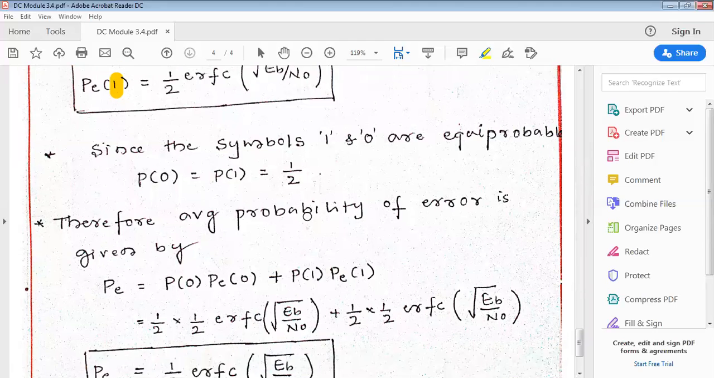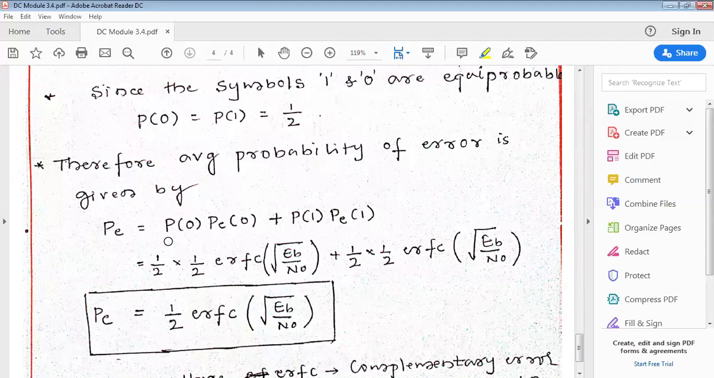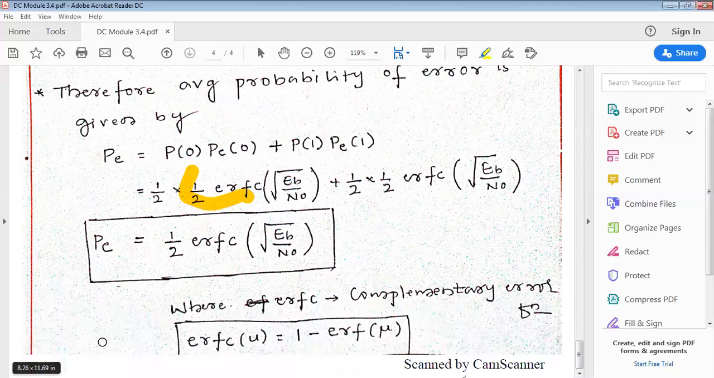So therefore, the average probability of error is given by P equal to the probability of transmitting 0 into the probability of error when 0 is transmitted, plus the probability of transmitting symbol 1 and its error probability, right? So P of 0 is equal to 1 by 2, and P of 0 is equal to this one. And P of 1 is equal to 1 by 2, and P of 1 is similar to P of 0. By simplifying, you get the average error probability for the BPSK signal, that is 1 by 2 ERFC of square root of Eb divided by N naught.